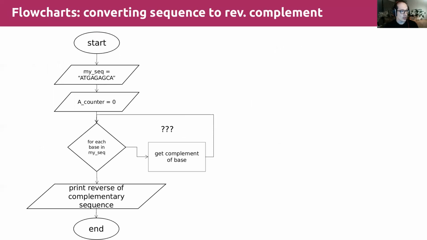And sometimes it might look like this. We know we need to print something out at the end, so that's going to be one of the last steps. We know at the beginning there's going to be some kind of input sequence. That's easy. And maybe we have a feeling that there's some kind of loop, and going on in this loop, we're somehow getting the complement.